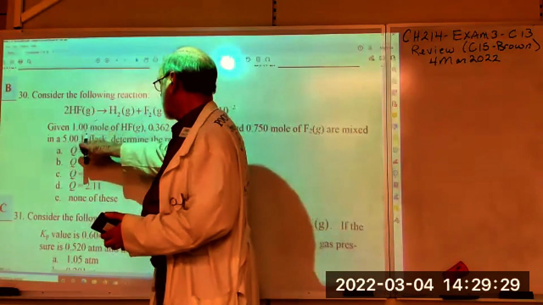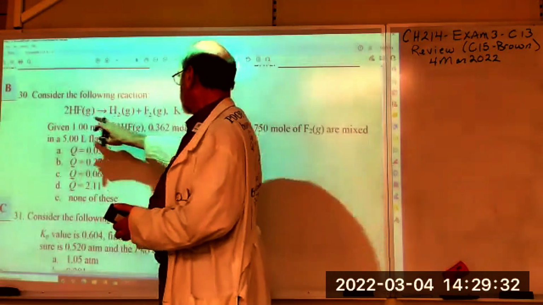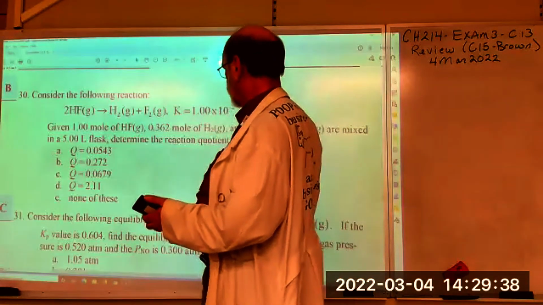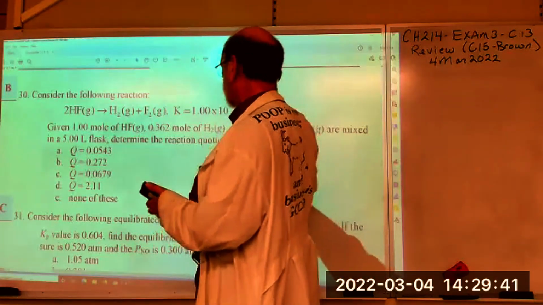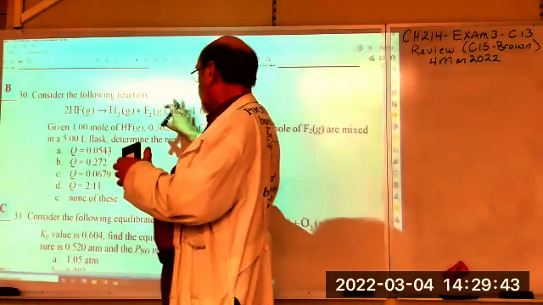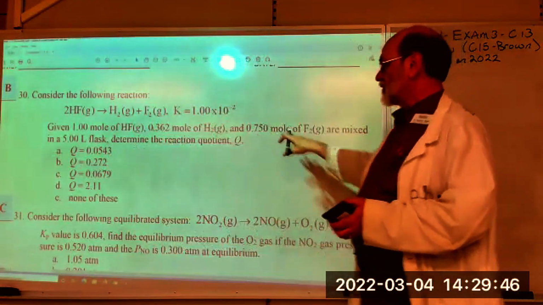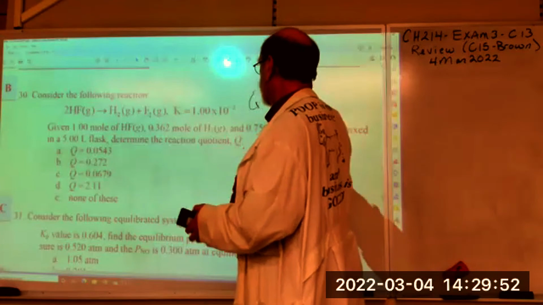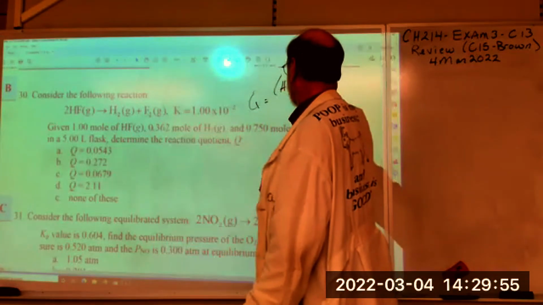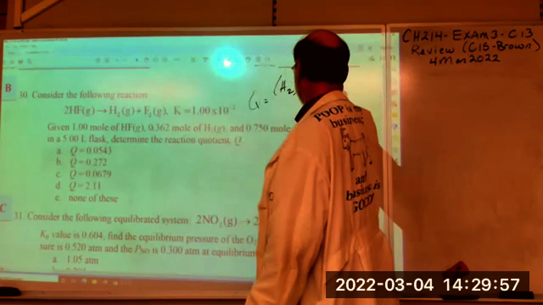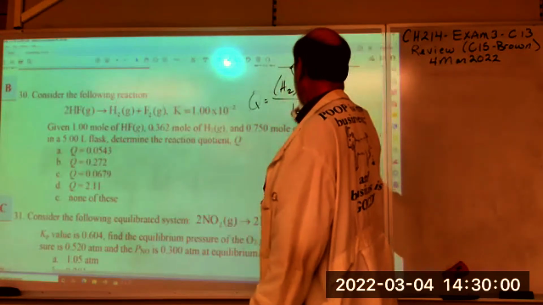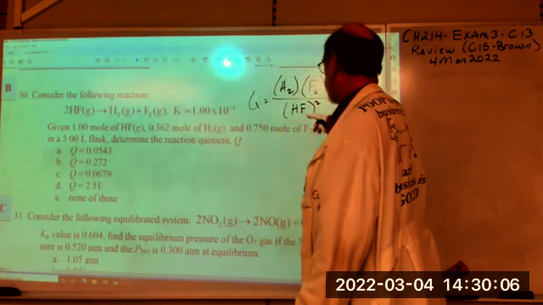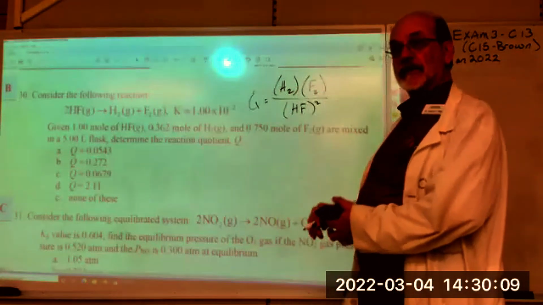5 liter flask. Okay, 1 divided by 5 for this one. 0.362 divided by 5 is 0.06 something. And then this one divided by 5. That gives you the starting concentrations. And then you just use the K expression. Q then would be H2 times F2 over HF, they're all gases, squared. And you just plug in your concentrations, and that gives you Q.